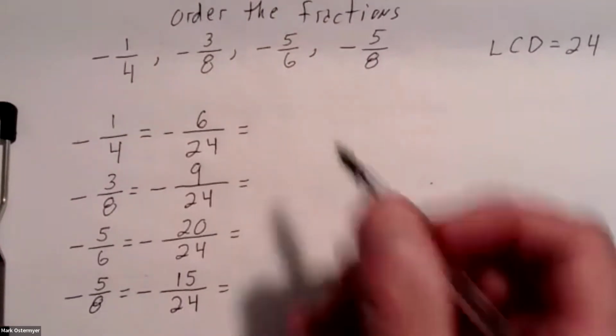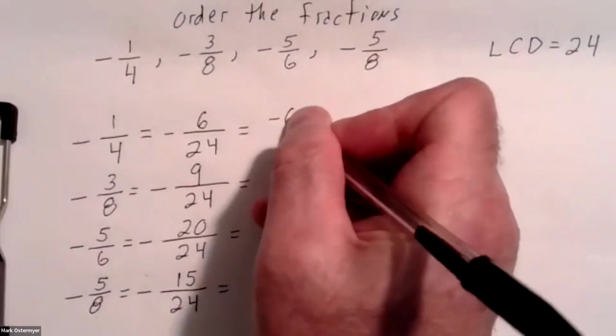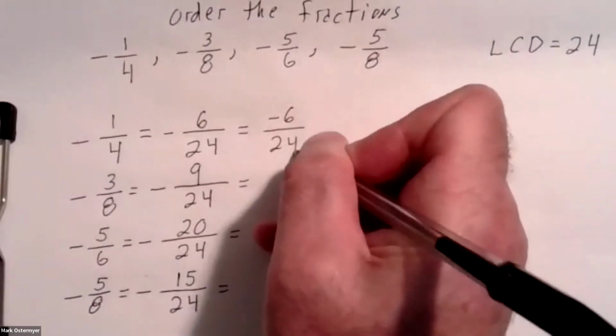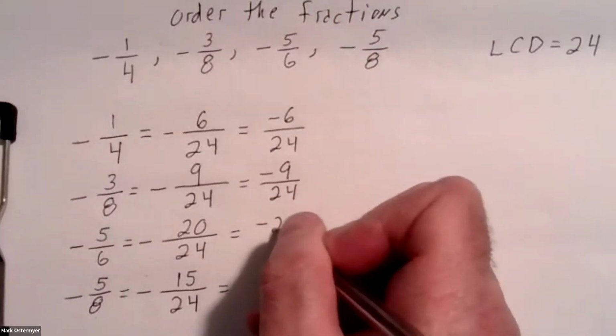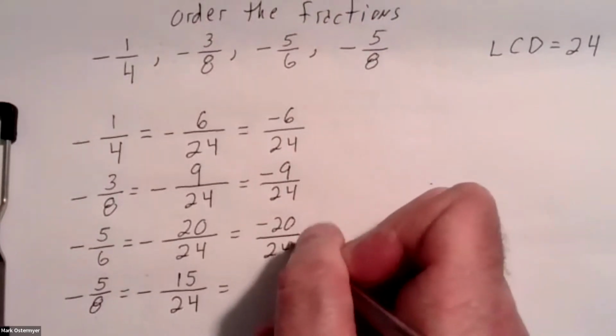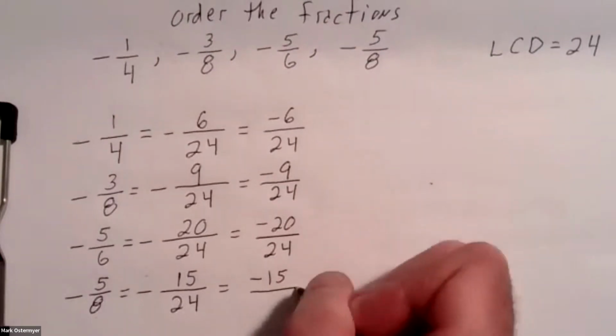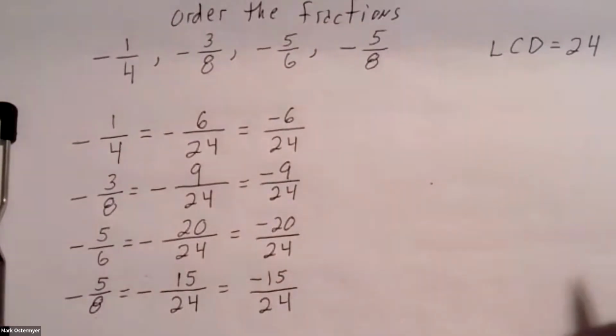It doesn't matter where we put the negative sign. Let's attach the negative sign to all the numerators. So we got -6/24. We have -9/24, -20/24, and we got -15/24. Now, to order these fractions, we just compare our numerators.